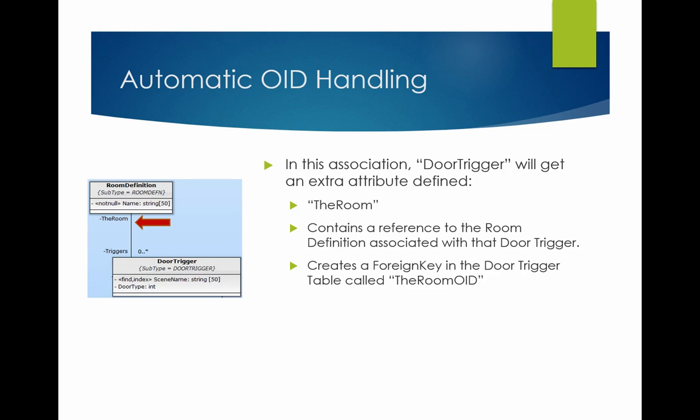Also there's automatic OID handling for what I call foreign keys. So the door trigger will get an extra attribute called the room, and it contains a reference to the room definition associated with the door trigger. And then in the underlying table, it creates a foreign key relationship called the room OID. So that's what the identity field does.